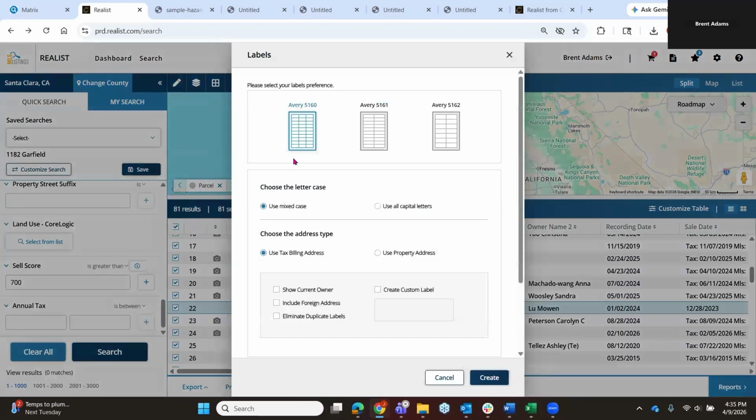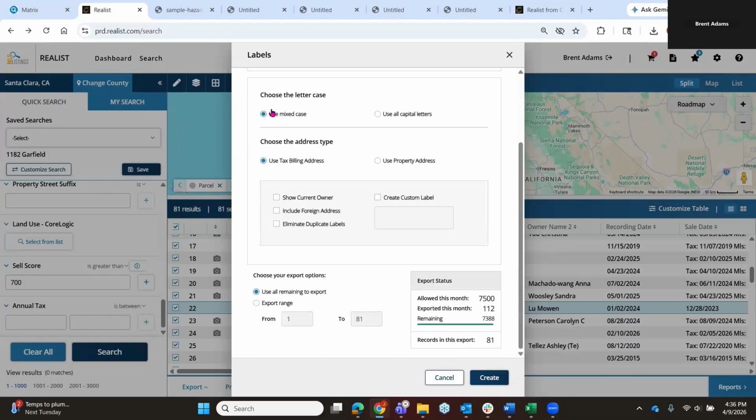So when I click on labels, hopefully some of you have some Avery labels somewhere in the house, 5160s, 61s, 62s. You can see the various alignments. I'll choose my 3 across 10 downs. I can, again, address these in mixed case. That's usually the way I like to send them. I don't like to put all capitals or scream my addresses at people.